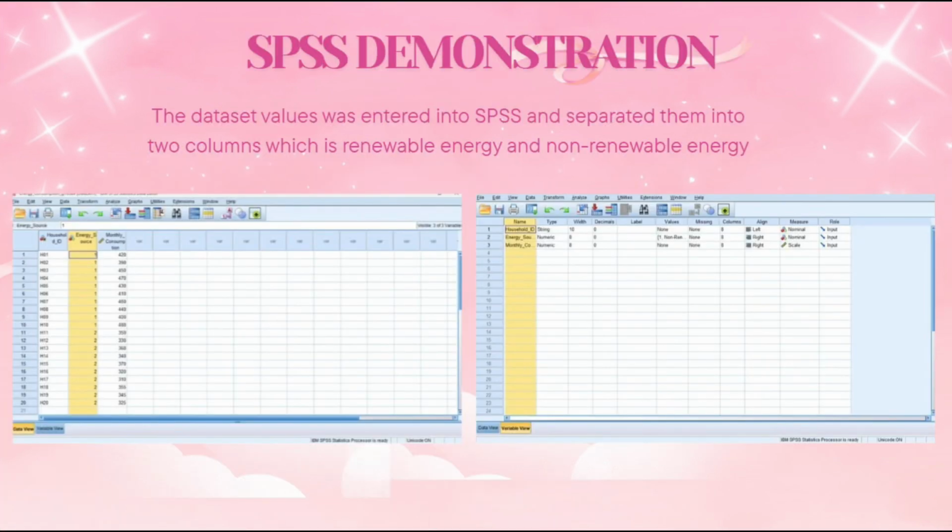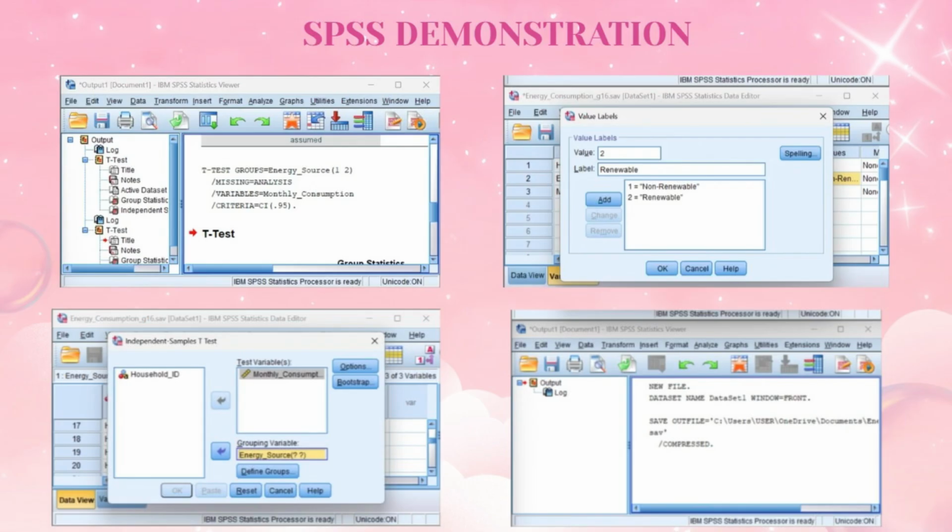Thank you. Now, I will demonstrate the process of analyzing the data using Microsoft Excel. First, we enter all the dataset values into Excel and separate them into two columns. First column is renewable energy and second column is non-renewable energy. After organizing the data, we went to the Data tab and select Data Analysis.